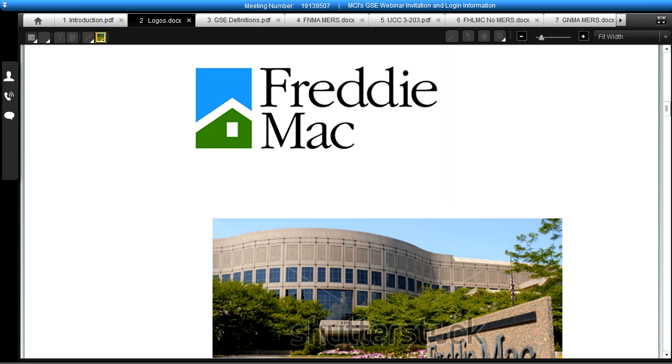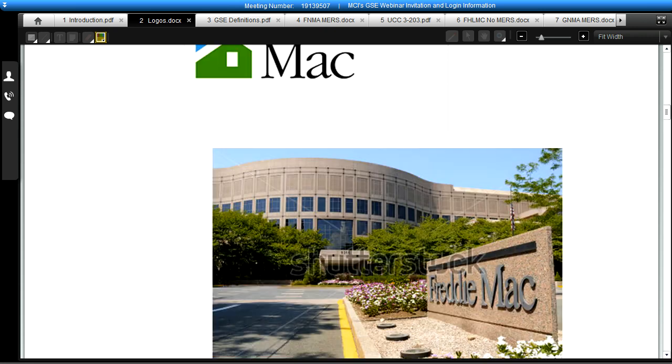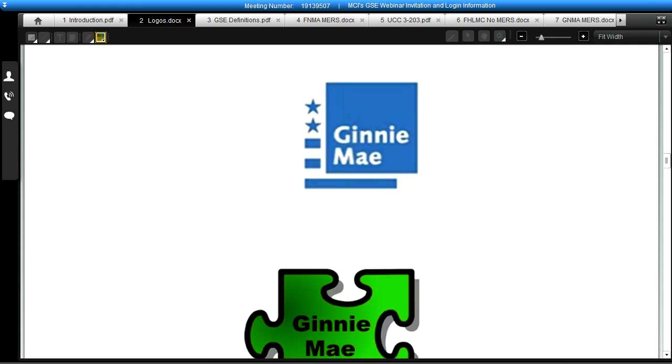The last GSE is a true GSE, and that is Ginnie Mae. Ginnie Mae is a true GSE. 95% of all home loans that go through the FHA, Federal Housing Administration, and the VA, the Veterans Administration, are backed by Ginnie Mae. So what this means is that this is actually better than gold. This is better than CDs because it is truly a government-sponsored entity and is backed by the government.